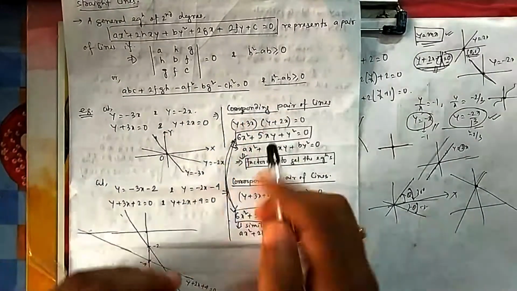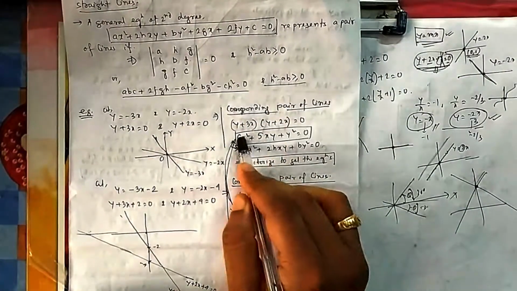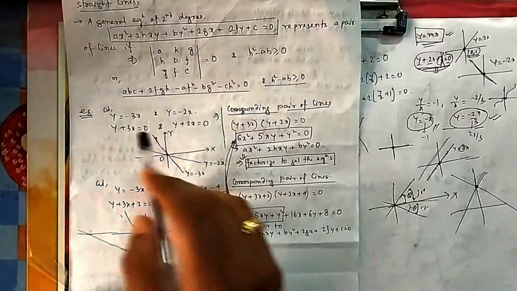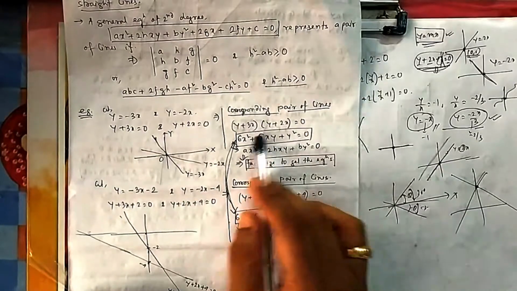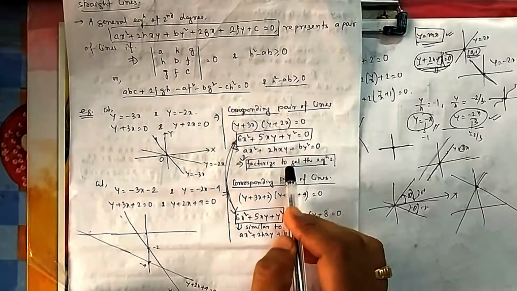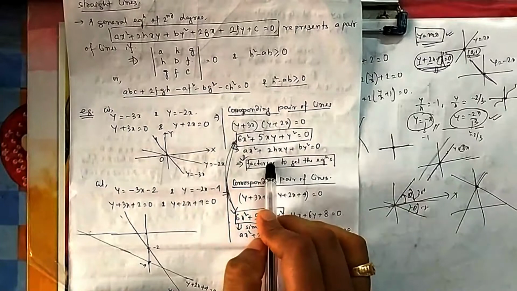That means if you take the product of these, this is the corresponding pair of lines. If someone gives me this equation, that means in this we have these two lines. If you factorize it, you will find this. So it was of this format, ax square plus 2hxy and so on. You factorize it to get these two equations.